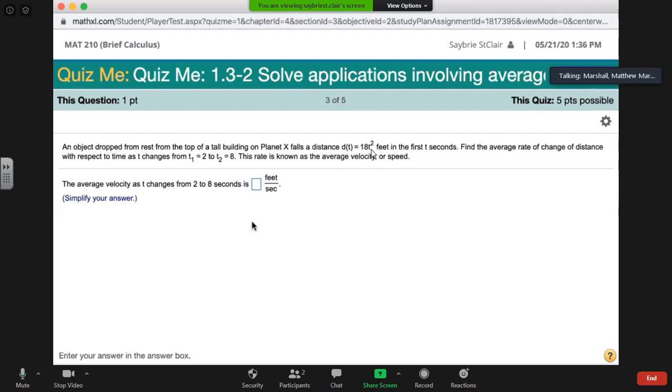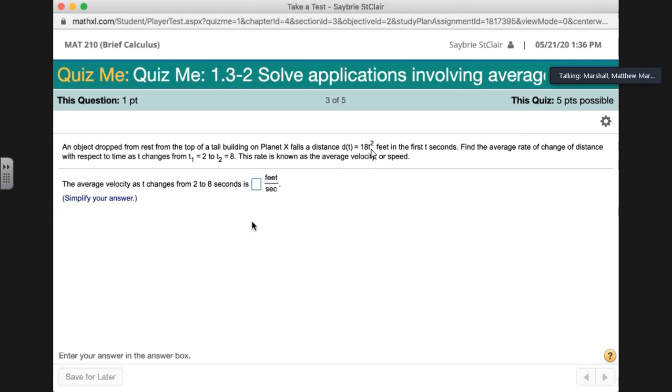So my two coordinates 2, 72 and 8, 1152. If we've been subtracting like we've been doing, it looks like I get 180 right there.